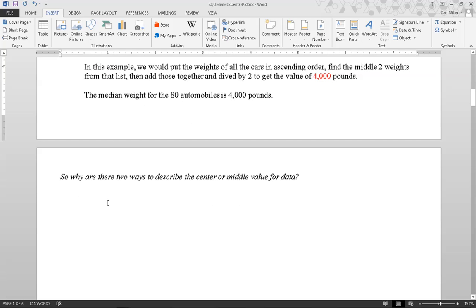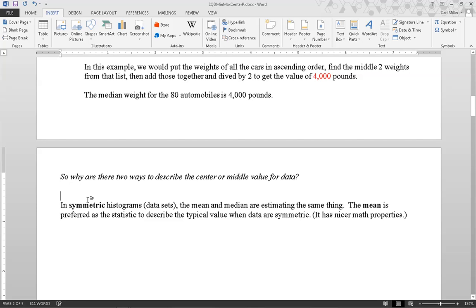So why are there two ways, the mean and the median, to describe the center or middle value for data? Well, in symmetric histograms, or data sets, the mean and the median are estimating the same location or the same thing. The mean is preferred as the statistic to describe the typical value when data are symmetric. It just has nicer math properties.